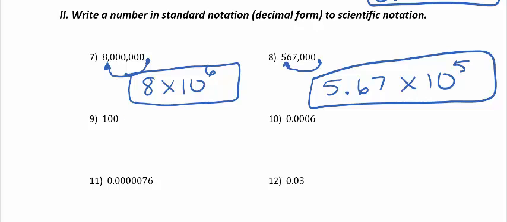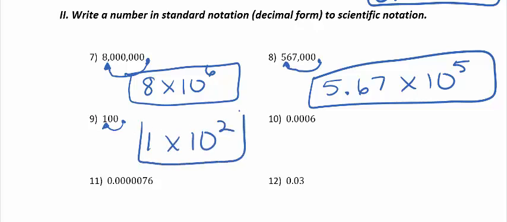We're going to take 100, decimal at the end, we're going to move it to the left 2 places, so that's going to be 1 times 10 to the 2nd.